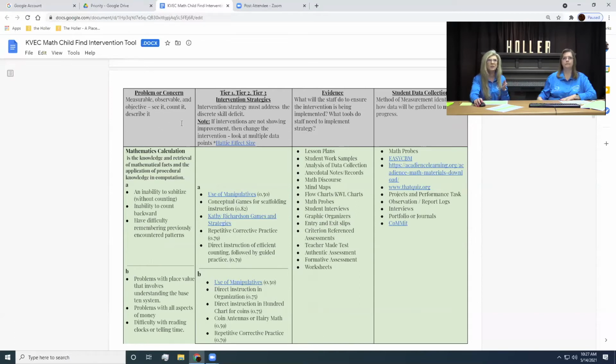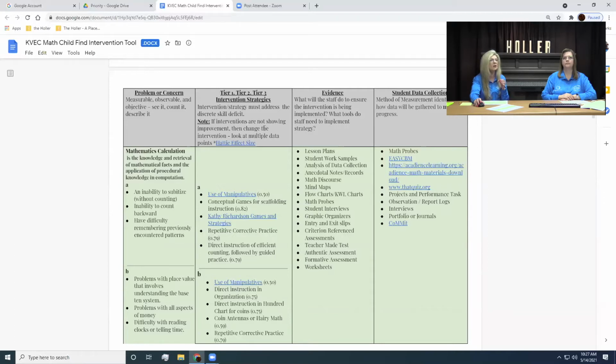Our problem or concern is something that's measurable and observable. It's objective, and you can see it, you count it, you describe it. And then, of course, we talked about the tiers here. Stephanie already went over all those, the 3 tiers. It's the intervention strategy that must address the discrete skill deficit. And of course, we want to make sure that we note that if interventions are not showing improvement, then change the intervention and look at multiple data points.